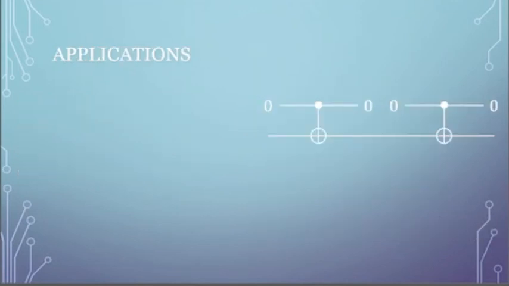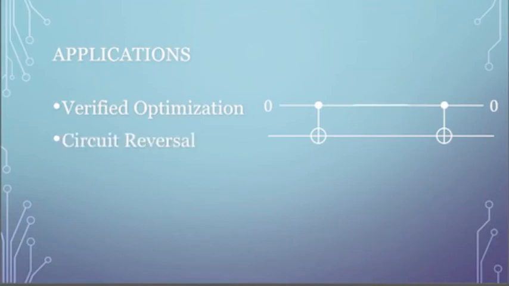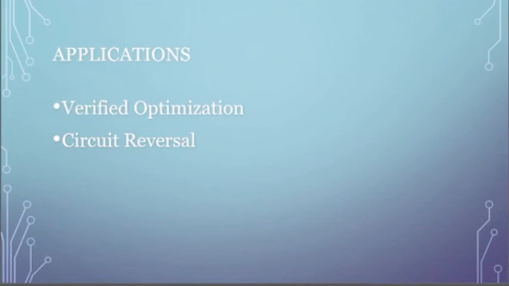So there's a few more applications of this. One reason we care about these ancilla being correct is it allows us to do verified optimization. So if I have a circuit like that, maybe I don't want to bother discarding and initializing a new qubit, so I'll just make it go away. Another thing we might want to do is circuit reversal, and that's only valid if our circuit has valid ancilla on either end.